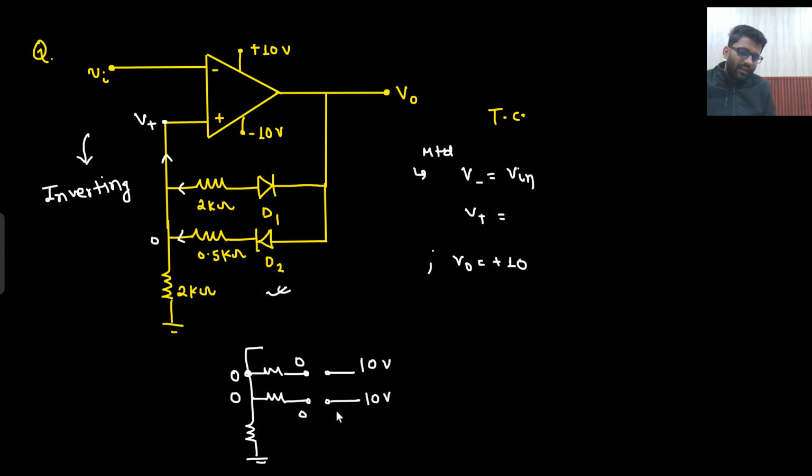Now what do you see? At D2 you are having 10 and 0, so this will turn on, and at D1 you are having 10 and 0, so this will be turned off. So this is how you can check. What is happening here? D2 is turning on. If D2 is turning on, then what will happen?